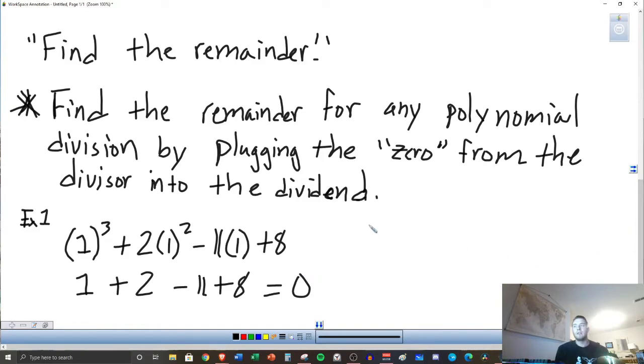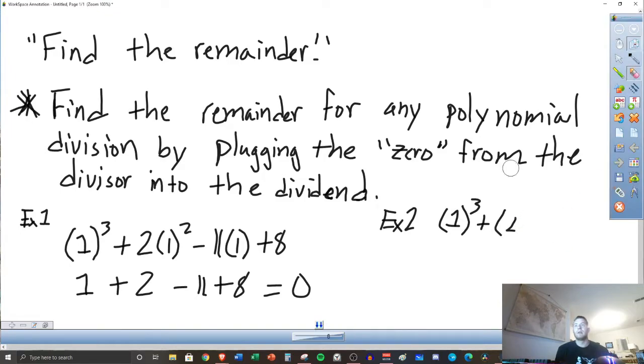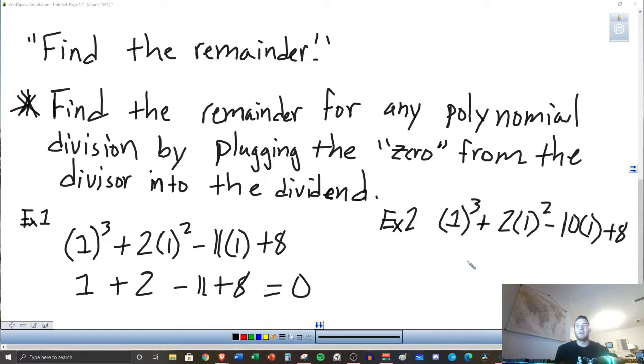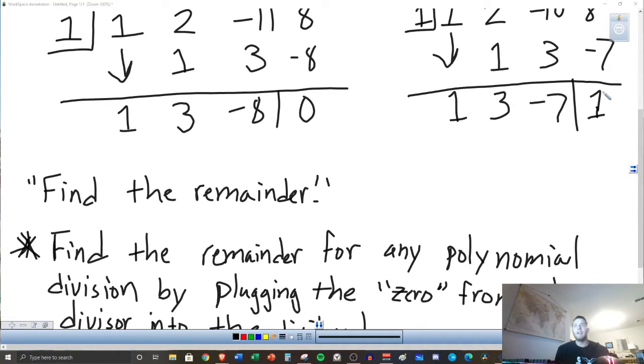Okay? Let's do the same thing for example 2, which was we're going to have 1 again, 1 cubed, plus 2 times 1 squared, minus 10 times 1, plus 8. So we do all this. This is 1 plus 2 minus 10 plus 8. If you do that with a calculator or in your head, we're going to get positive 1 on that. Okay? Now I want you to notice that we see that these are the remainders.